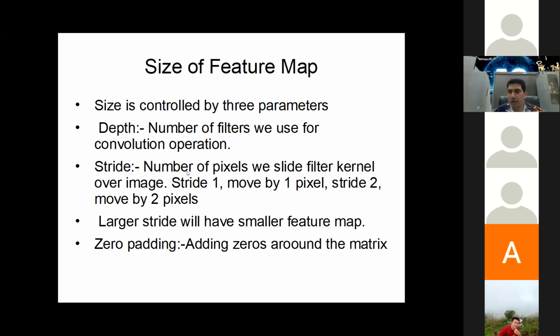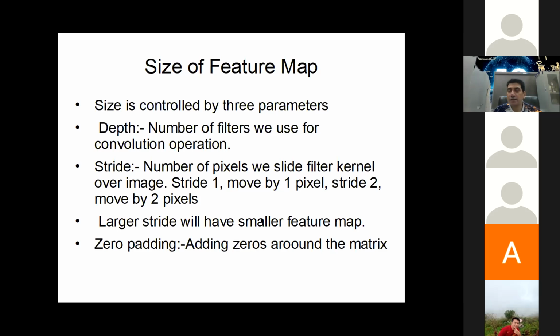Stride is another parameter which tells you about how you move your kernel from one pixel to another pixel. If it is a 1 pixel position, you call that stride 1. If it is a 2 pixel position, you call it stride 2, and so on. The larger the stride, the smaller the feature information you will be getting.